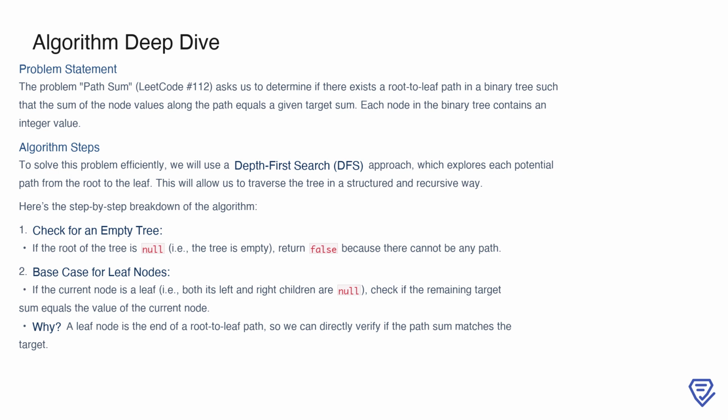First, we need to handle the case where the tree is empty. If there's no root node, it means there are no paths to check, so we simply return false. Next, we address the base case for leaf nodes. If the current node is a leaf, meaning it has no left or right children, we check if the remaining target sum equals the value of the current node. This is because a leaf node marks the end of a root-to-leaf path, so we can directly validate whether the path sum matches the target at that point.